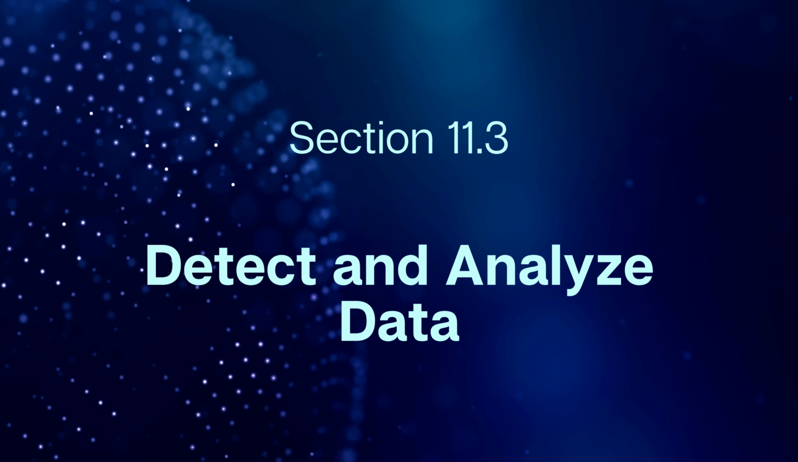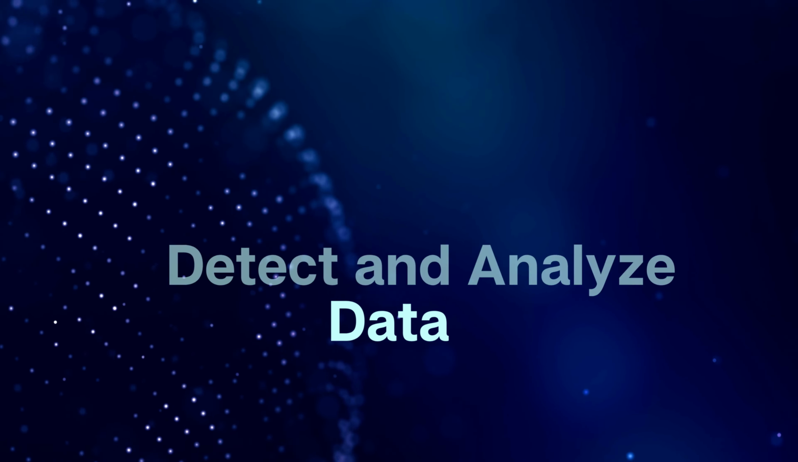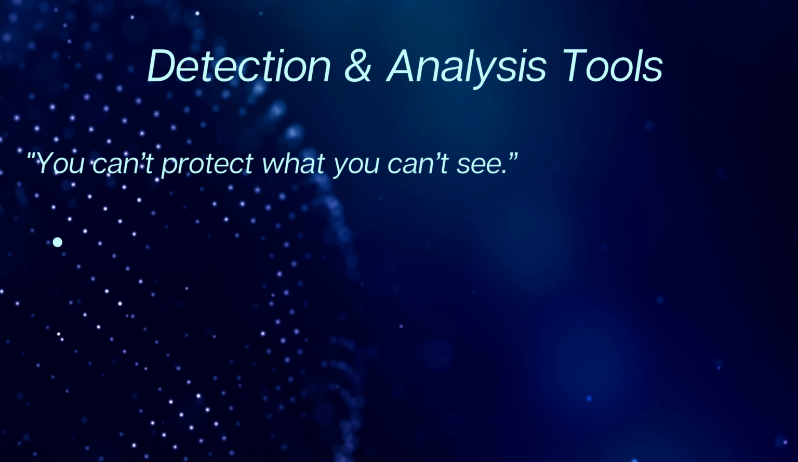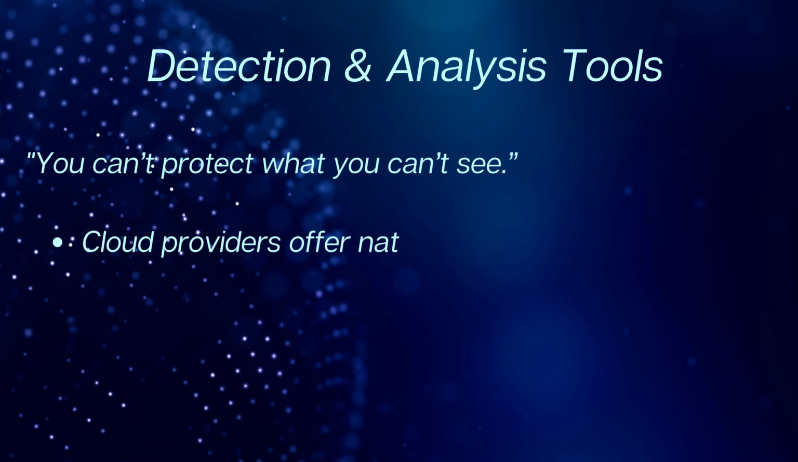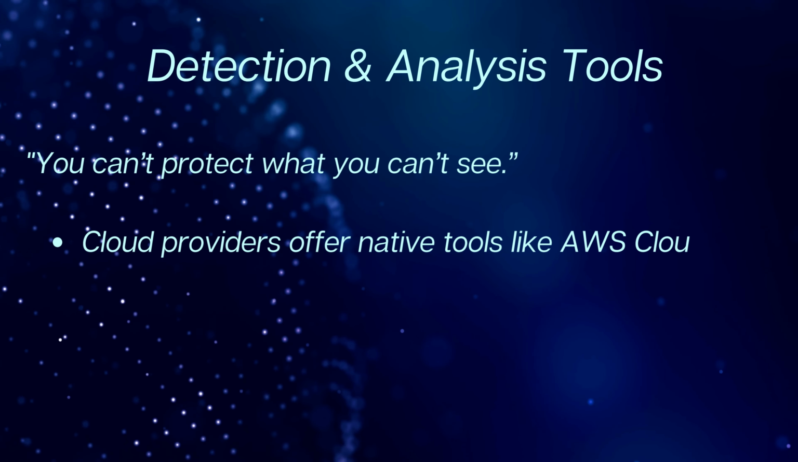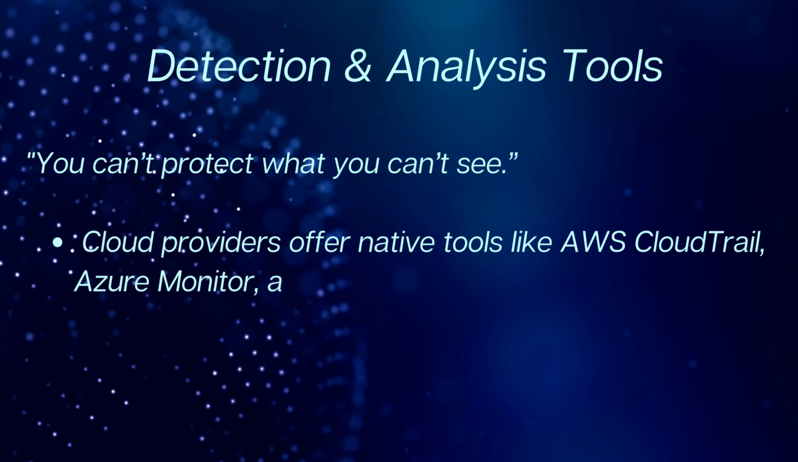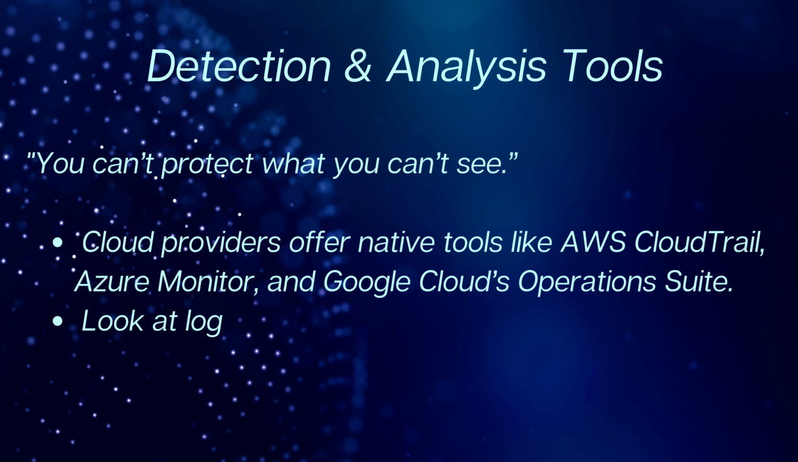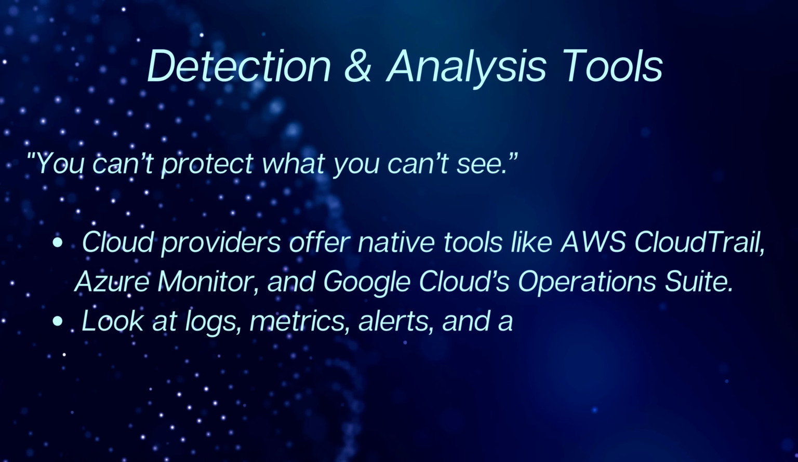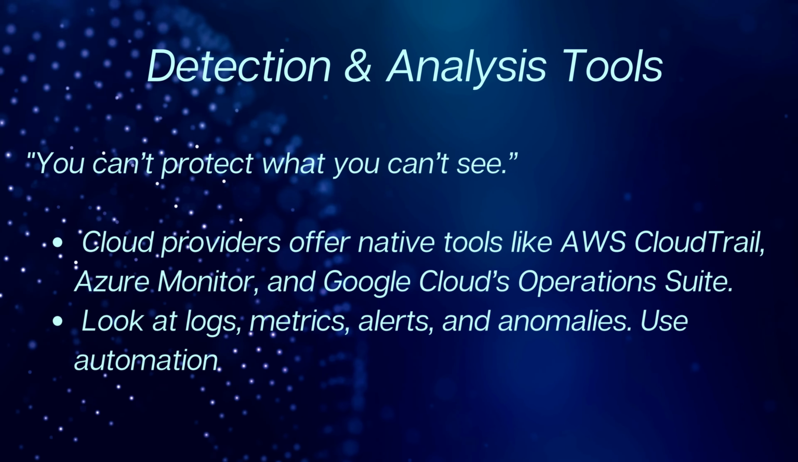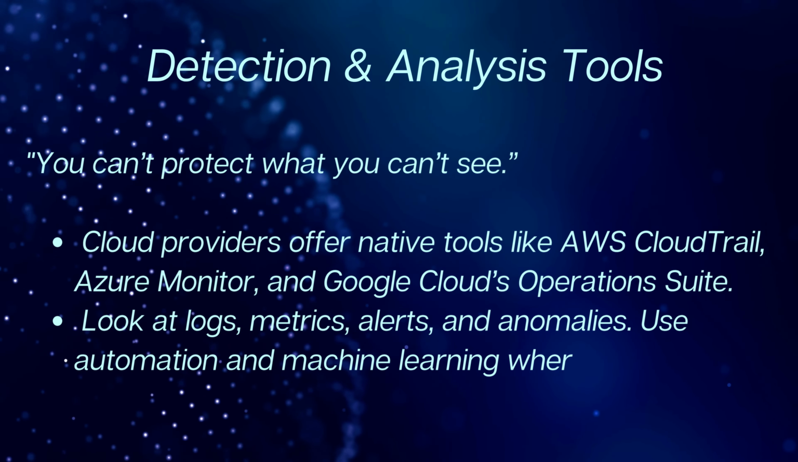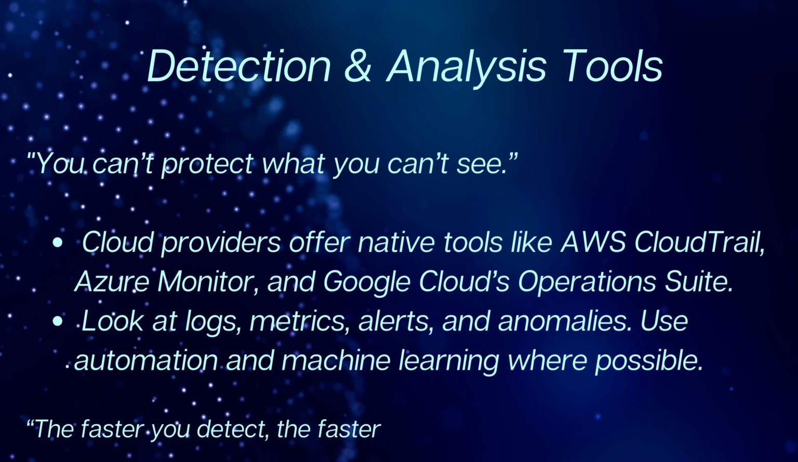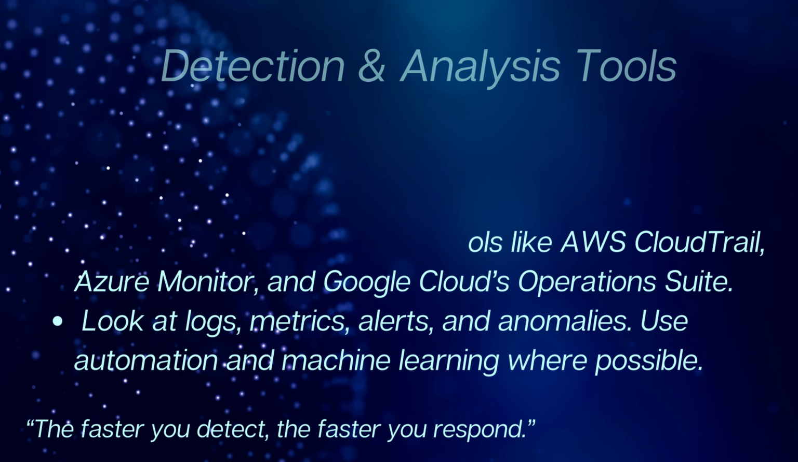Section 3. Detect and analyze data. You can't protect what you can't see. Cloud providers offer native tools like AWS CloudTrail, Azure Monitor, and Google's Cloud Security Operations Suite. Look at logs, metrics, alerts, and anomalies. Use automation and machine learning wherever it is possible. The faster you detect, the faster you respond as well.